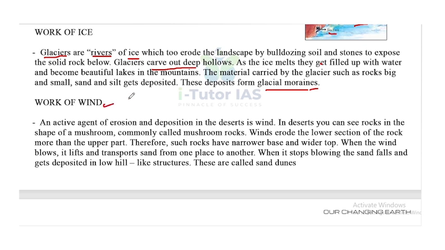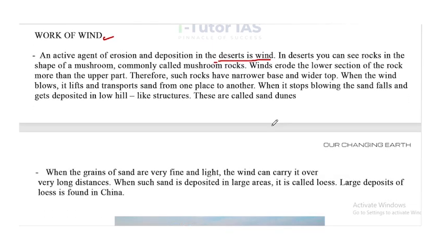Now, work of wind. We discussed the work of river, work of waves, and work of ice. An active agent of erosion and deposition in the desert is wind. In desert areas, we can see rocks in the shape of a mushroom, commonly called mushroom rocks.